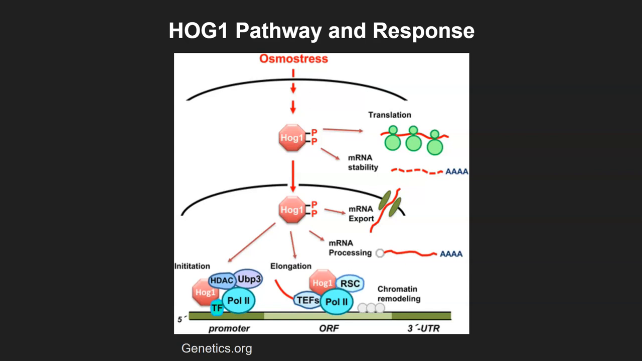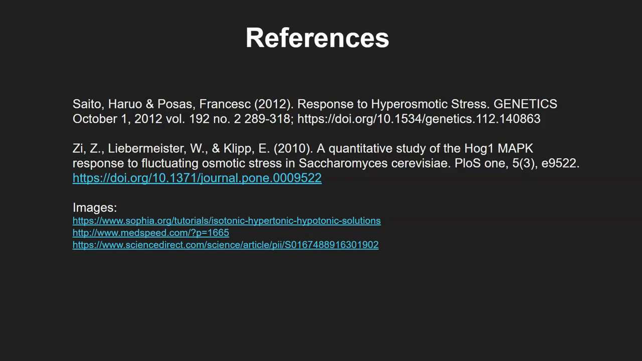So in summary, the HOG1 pathway leads to cellular changes that help the yeast survive in conditions of osmotic stress. And there are the references.